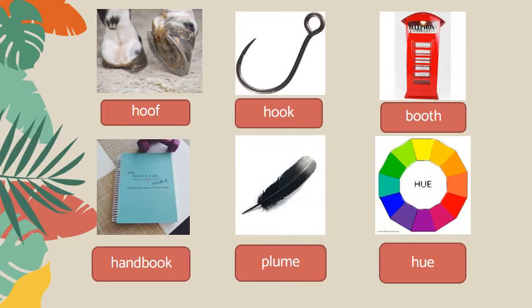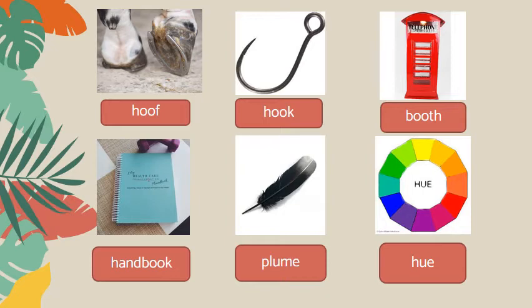Let's continue. Hoof, you see the leg of the horse, the steel on it, we call it hoof. This is the hook. And this is the booth. Booth, okay, like a cabin or a small room, let's say, for example, where you must do a certain thing quickly and you finish. A handbook. It's like a copybook. You write notes on it. Plume.